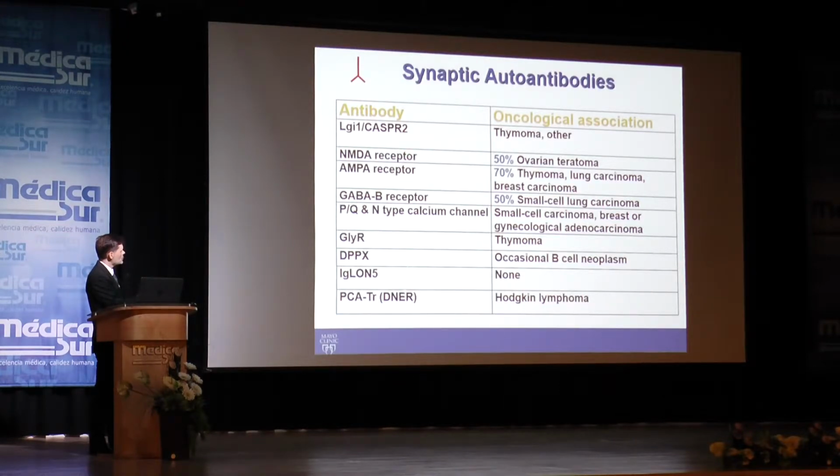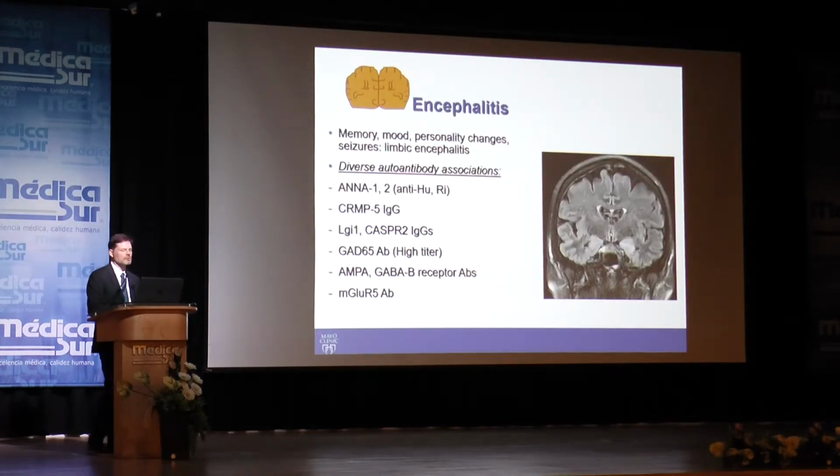And then there's a host of new ones that have been coming out. I'll describe some of these in a moment, where there's not a consistent oncologic association, or the number is not very high. So what are some of these examples? Well, I'm sure you're all familiar with autoimmune encephalitis, causing changes in memory, personality, even seizures, so-called limbic encephalitis. It actually has a broad association with various autoantibodies, some of them intraneuronal and some of them synaptic.